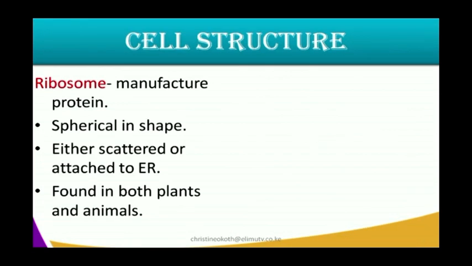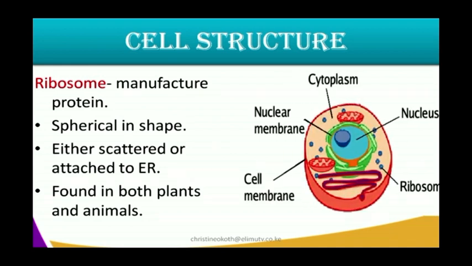So let us look at the functions of these features which you see when you are using an electron microscope. The first additional structure we have is the ribosome. Ribosomes are spherical in shape and their main function is to manufacture protein, or to synthesize protein, in the cell. They are either scattered or attached to the endoplasmic reticulum. They are found both in plant and animal cells.